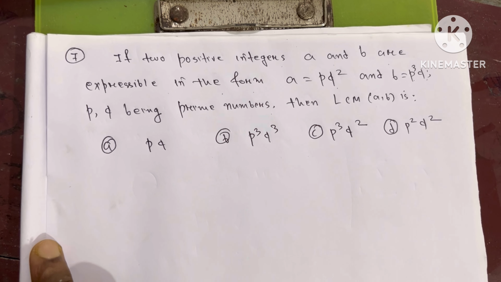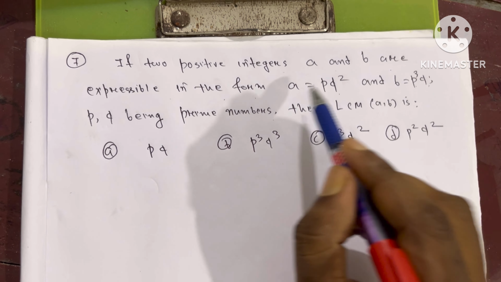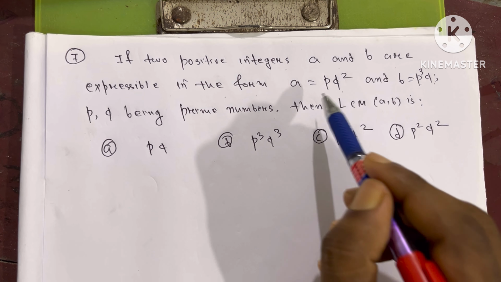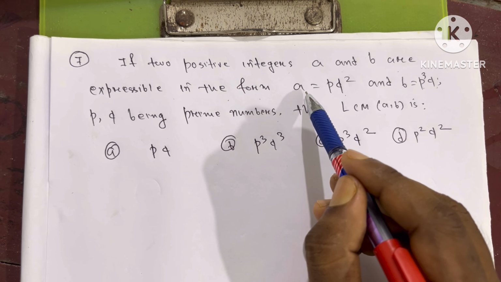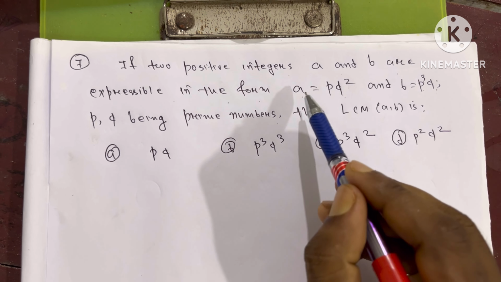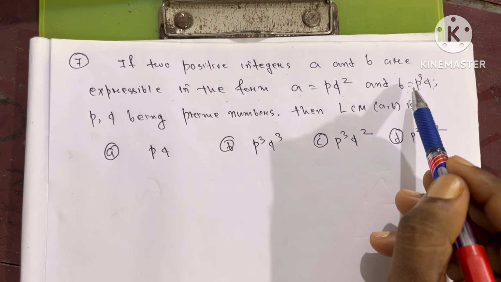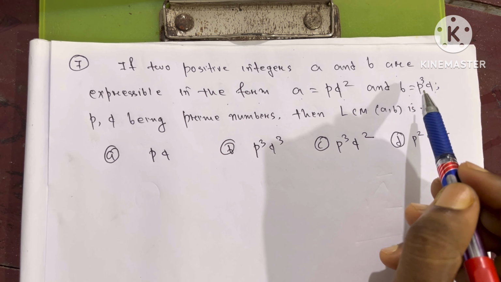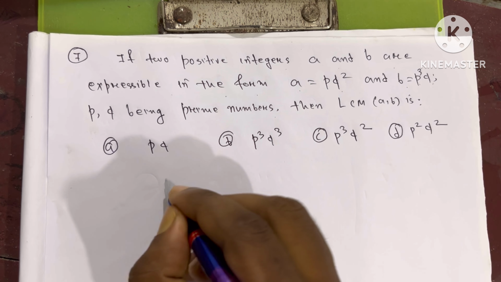So this is very easy. Here our aim is to find the LCM of A and B, because A and B are here in the form of product of prime exponents. Yes or no? So this is very easy.